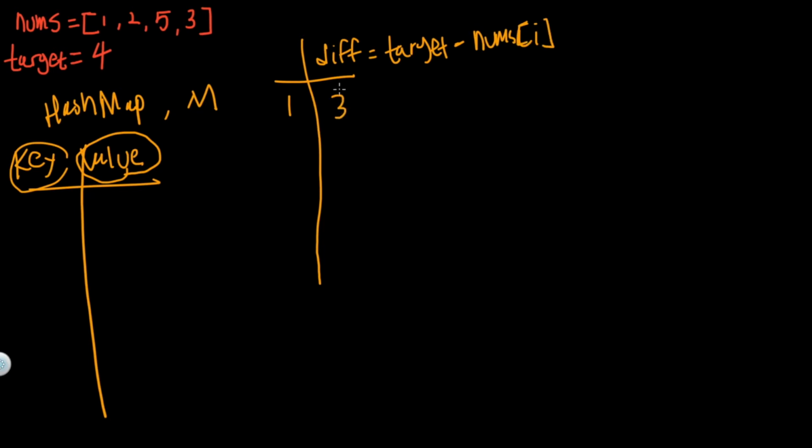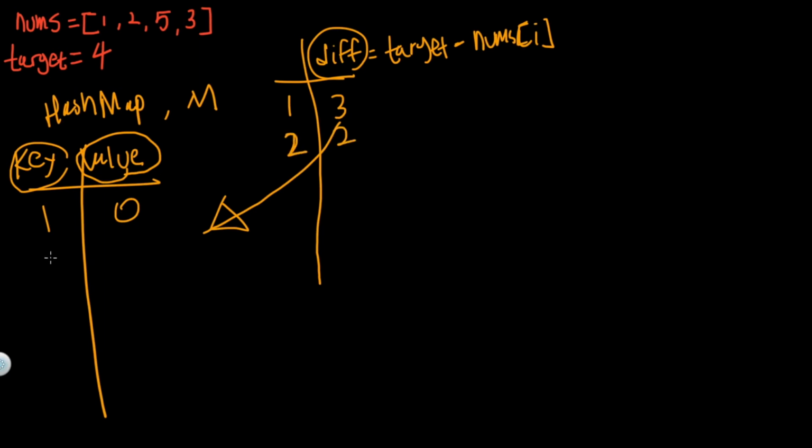After calculating this diff, we're going to look up this map to see if 3 exists in this hash map. If it doesn't, we're going to add this 1 and 0. All right. And then we're going to iterate over, point to 2, and then the diff is 2.